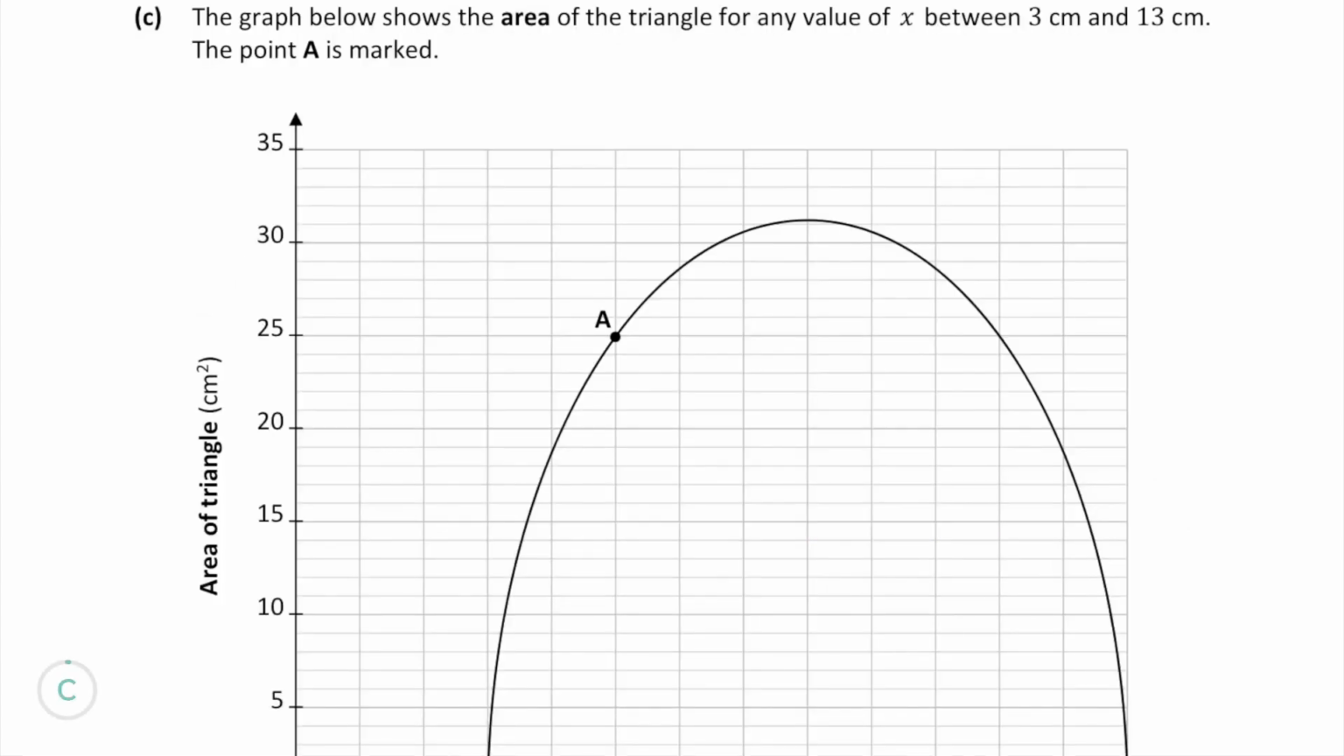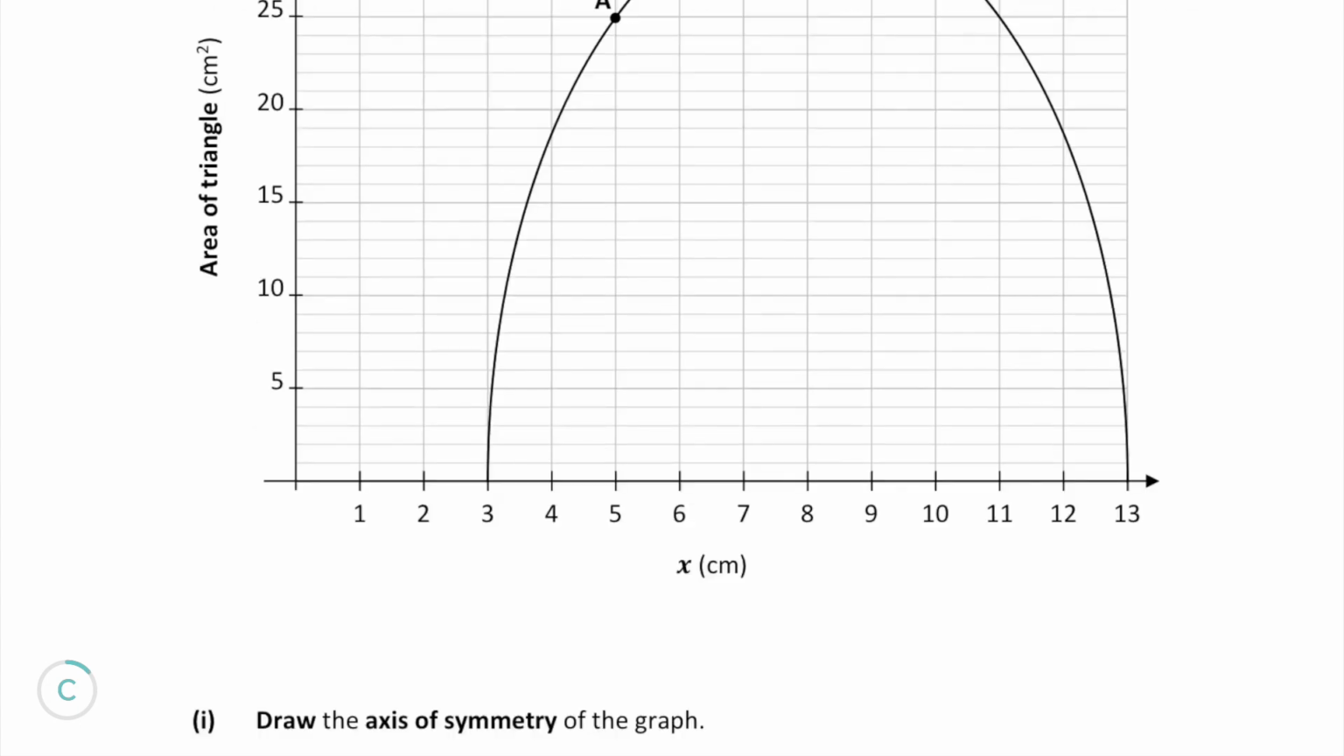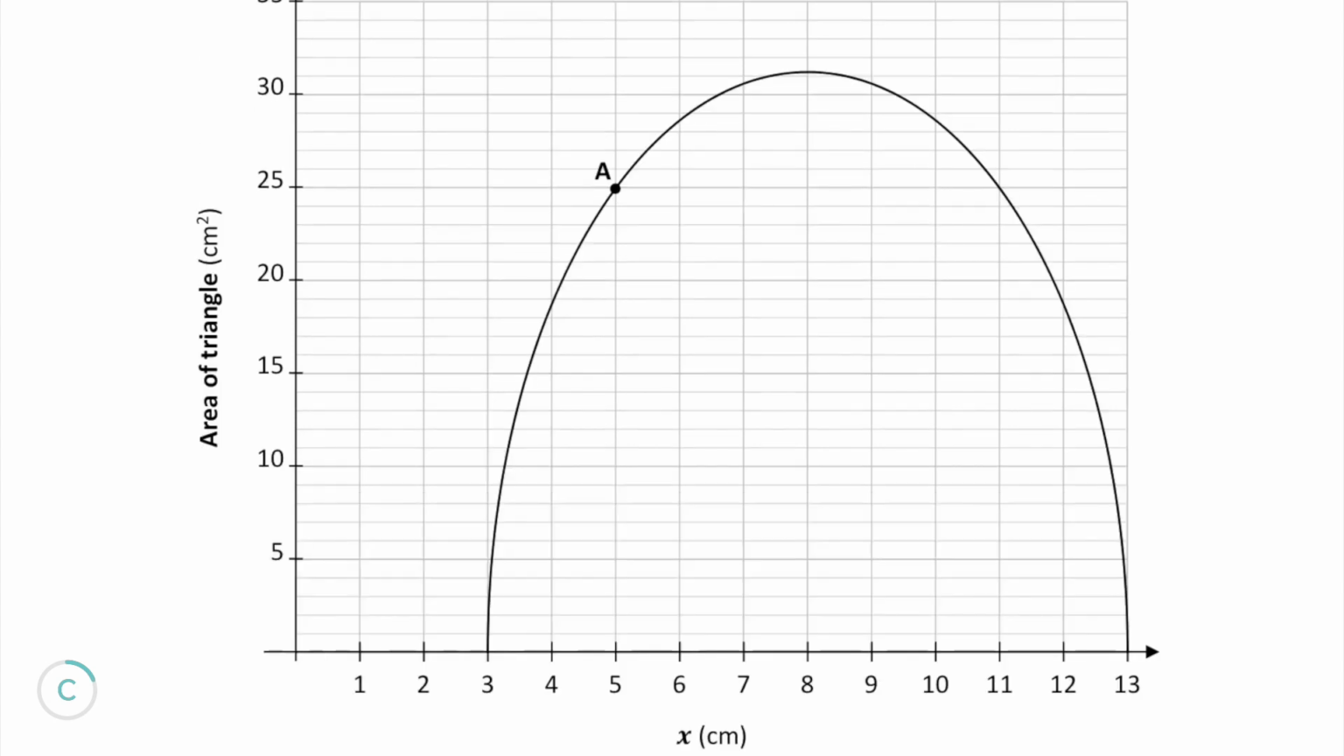Moving on to part C, we're given a graph showing the area of the triangle for any value of x between 3 centimeters and 13 centimeters. We're also given a point A on the graph. In C part 1, we have to draw the axis of symmetry of the graph. Since the graph is symmetrical, the halfway point on the x-axis is the halfway point of the graph. So halfway between 3 and 13 is 8, and from here we just draw a vertical line up. And that's the axis of symmetry of this graph.